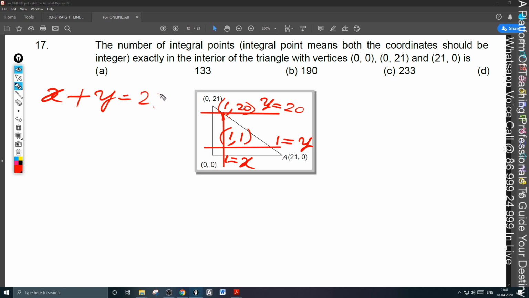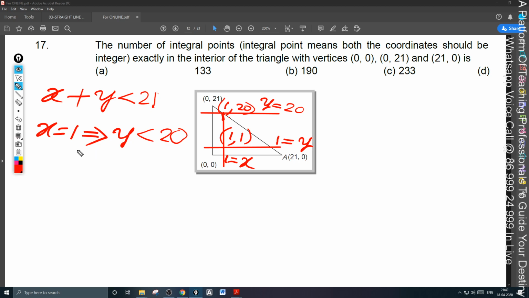Now, because it should not lie on the triangle, what am I doing? I am taking x equal to 1, which implies y is here not equal to 21. 21 is the line equation, but we should not have the points lying on the line, and hence I am taking less than 21. x equal to 1 implies y is less than 21, y is less than 20. Correct, no? Y is less than 20.